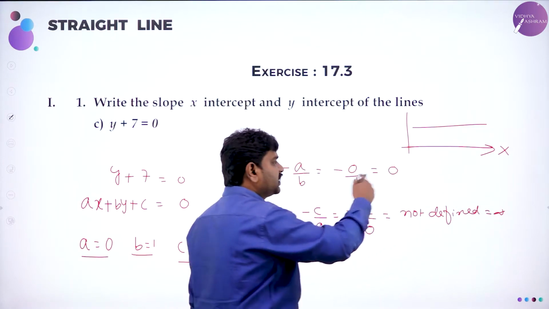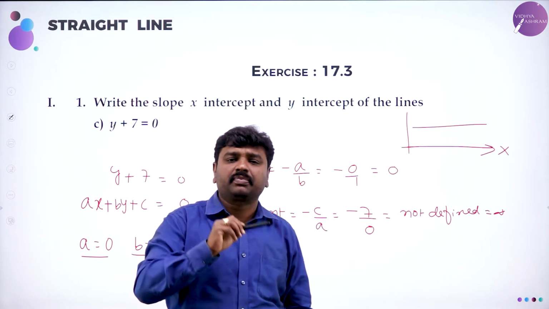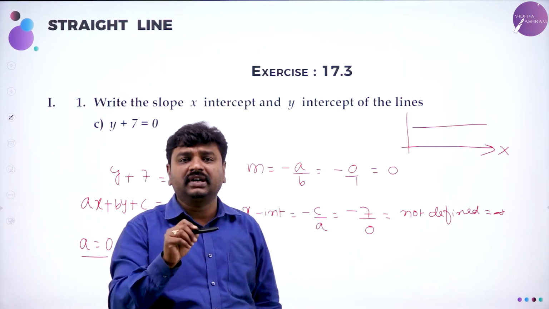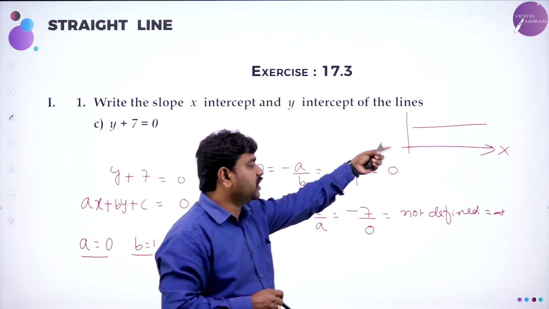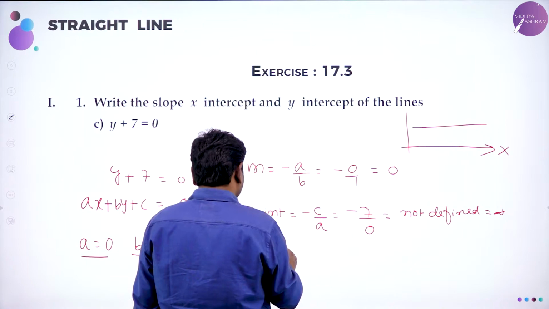Because it does not touch the x-axis. The line is parallel to the x-axis, so it will never touch the x-axis. X-intercept means the point where the line touches the x-axis. Here the line is parallel to the x-axis, it will not touch, so it is not defined. And y-intercept. What is y-intercept?